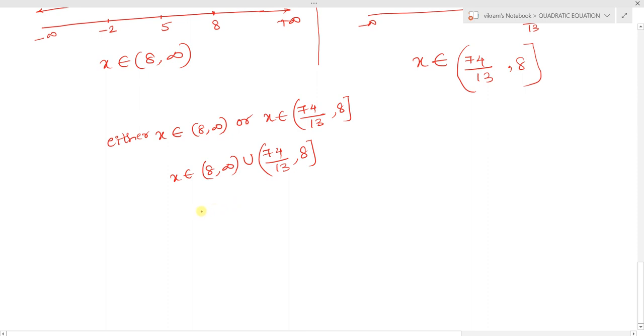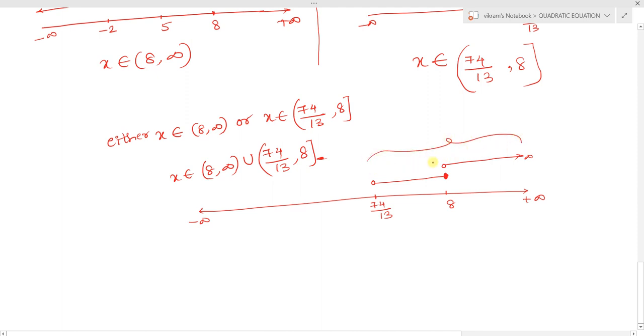Now we will try to solve this on the number line, with plus infinity and minus infinity over here. This one is 74 by 13, approximately 5.7, and this one is 8. First, 8 to infinity is this region, and 74 by 13 to 8 is this region, where 8 is included. Now "or" means combine all this portion. So we need to add the total portion. Then what is our total required result?